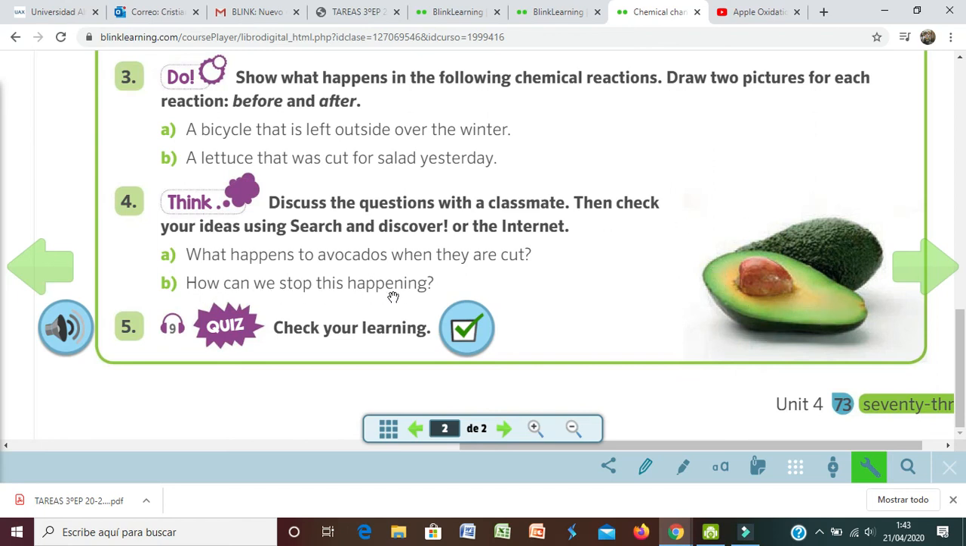How can we stop this happening? If you think that they get oxidated, then what can you do to avoid it? ¿Qué podemos hacer para evitarlo? You have an idea. It's the same as in the experiment of the apple. And then you do the quiz.